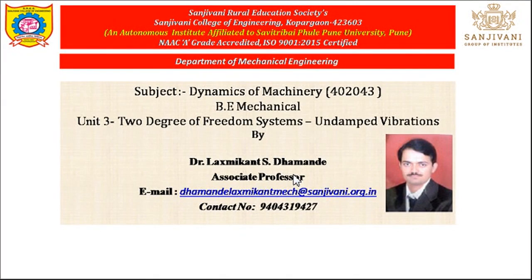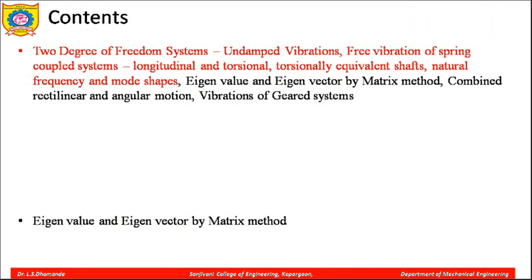Welcome to the course on Dynamics of Machinery, Unit number 3, 2 degrees of freedom systems, undamped vibrations. So now we will see in this presentation how we can find out the eigenvalue and eigenvector by the matrix method. Eigenvalue is nothing but the natural frequency of a system, and eigenvector is nothing but the mode shape.